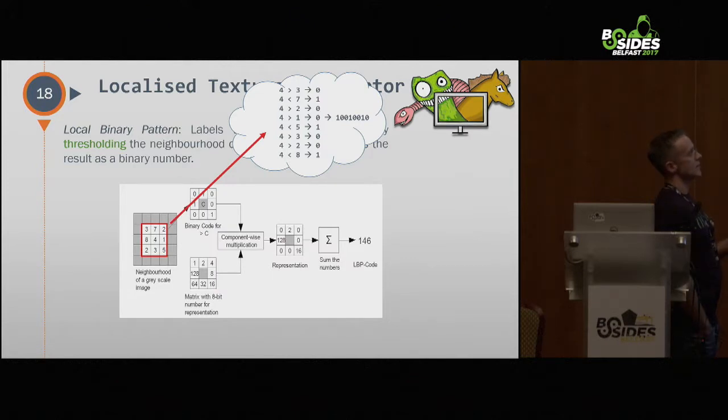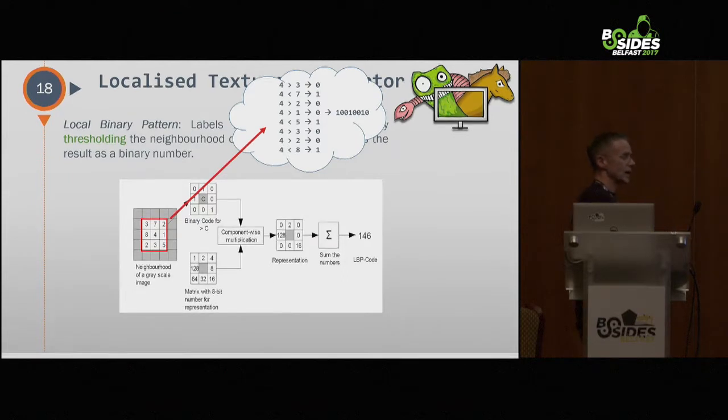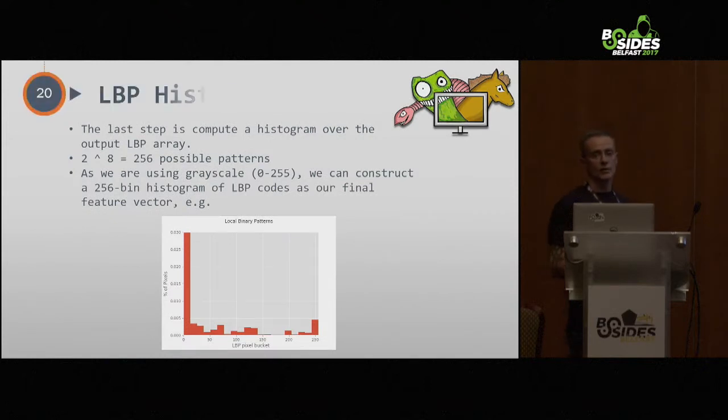So in the end, we get this binary number, which is converted back into a decimal, and that is treated as the LBP code for that particular pixel. This is repeated for every pixel in the entire image. If we have corners or sides, these are treated as zeros in the calculation. The resulting thing that we get is a histogram, a feature vector, a vector of features that describe that particular image.